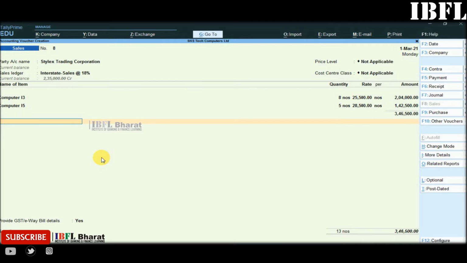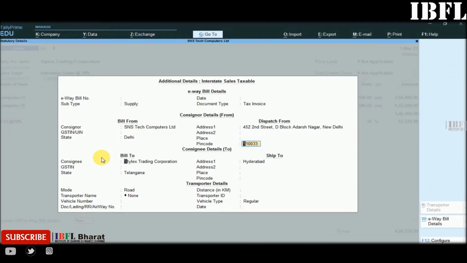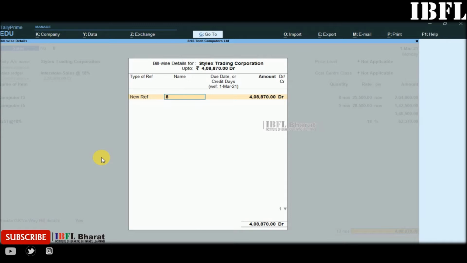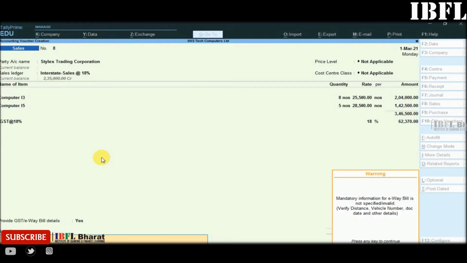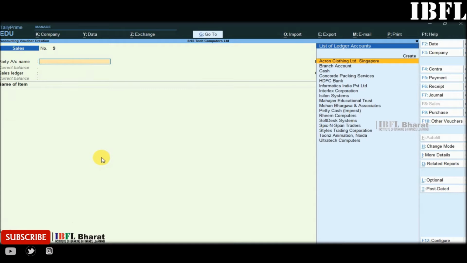We are taking IGST here because he is from another state. We are accepting the e-way information whatever we have, and entering the invoice number, that is STC01, and we are accepting this without e-way information.